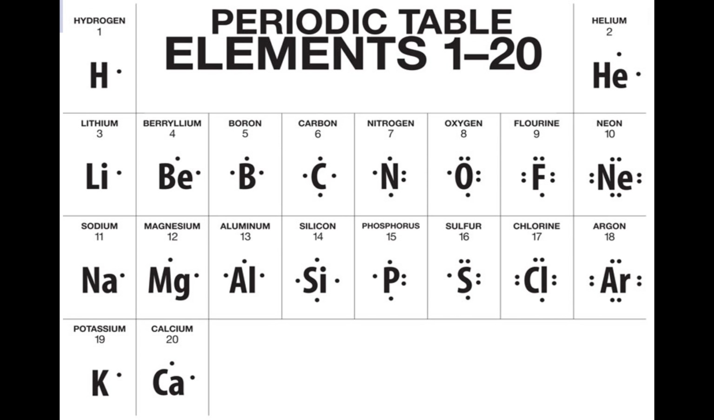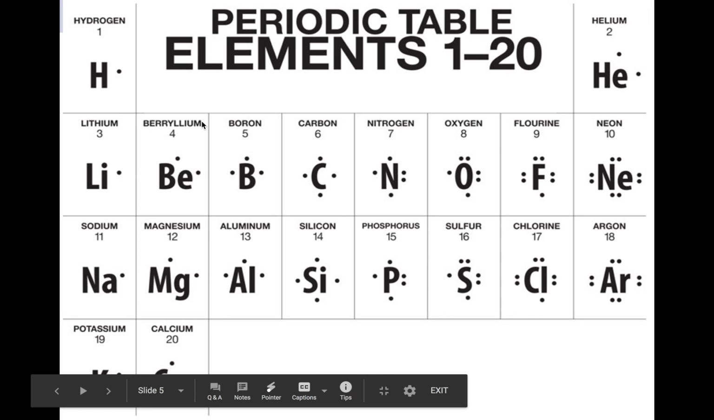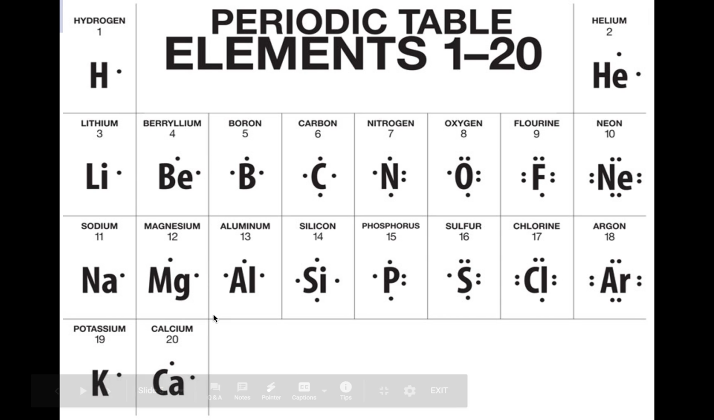Remember, the Lewis dot diagrams show the valence electrons for the elements of the main group. The transition metals would be in between, like beryllium and boron, there's a big gap.